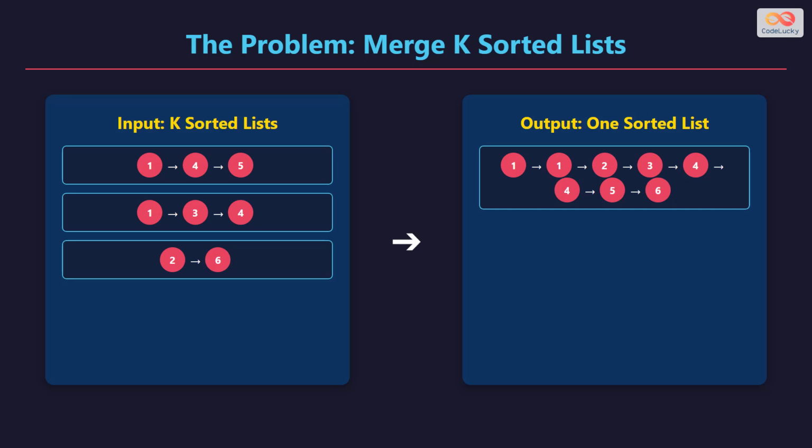Let's start by understanding exactly what we are asked to do. You are given k different linked lists. The important part is that each of these individual lists is already sorted in ascending order. Your goal is to combine all of these separate lists into one single, massive linked list that is also sorted from smallest to largest.